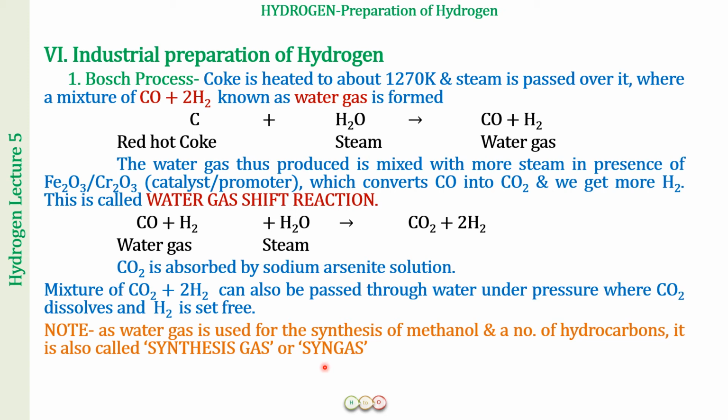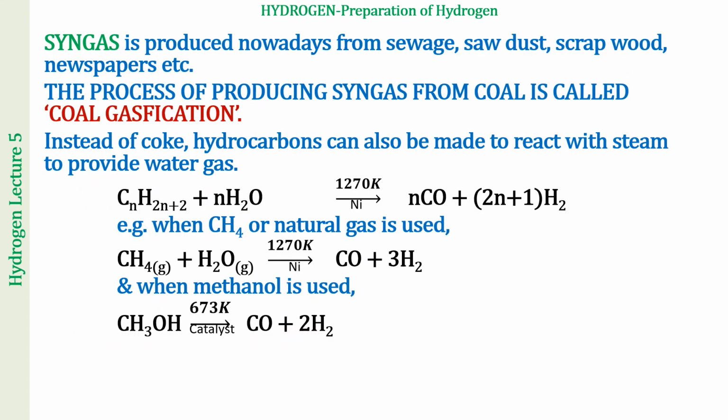That is why I'm laying a lot of stress. So this is used for the synthesis of methanol and a large number of hydrocarbons. Therefore, this is called syngas. Now, please remember that syngas nowadays is also produced from sewage, sawdust, scrap wood, newspapers, etc. So that would be the best out of waste, all the waste products being utilized for the production of syngas or water gas.